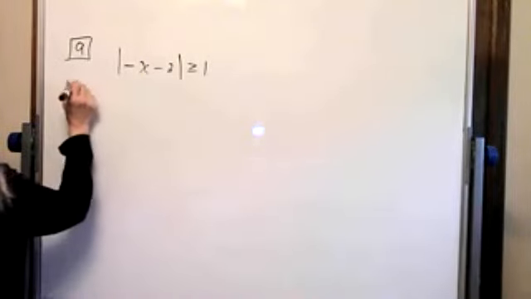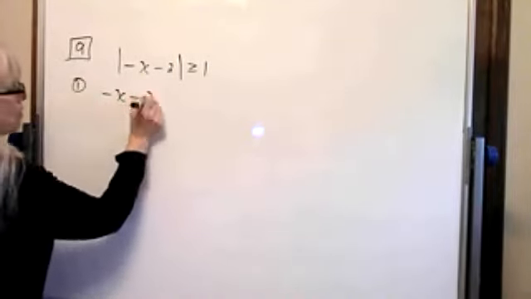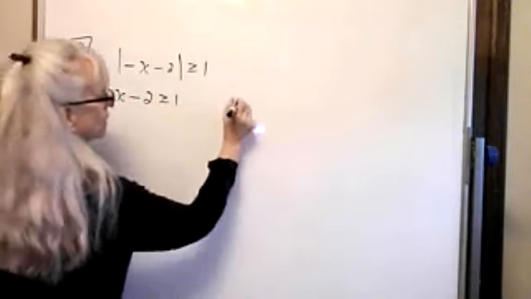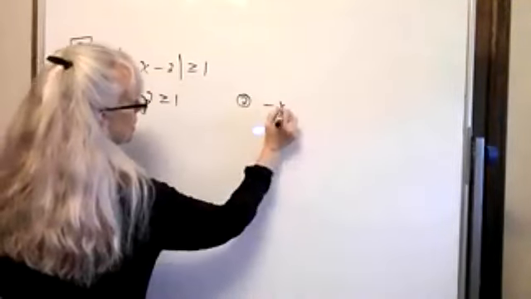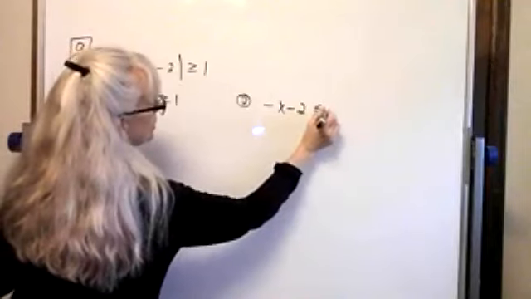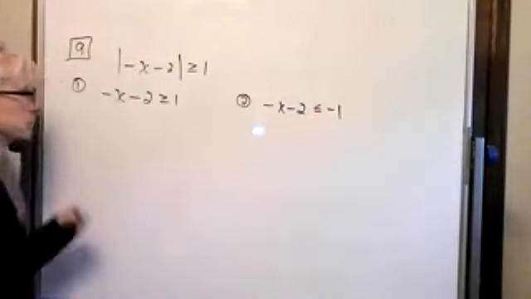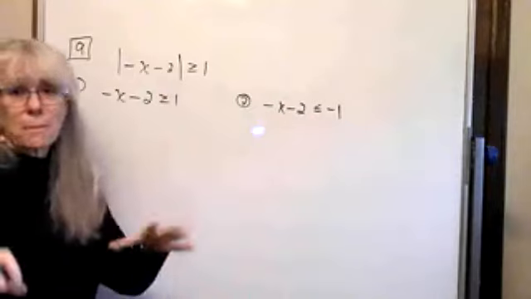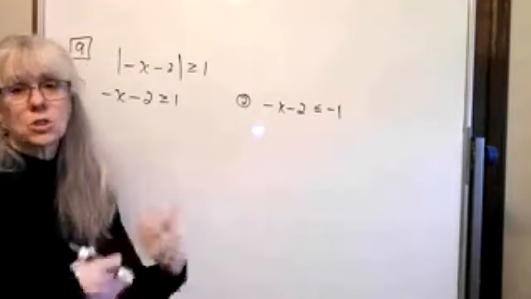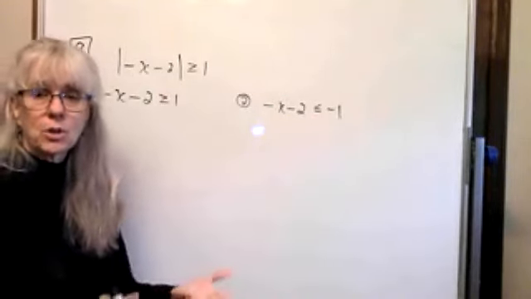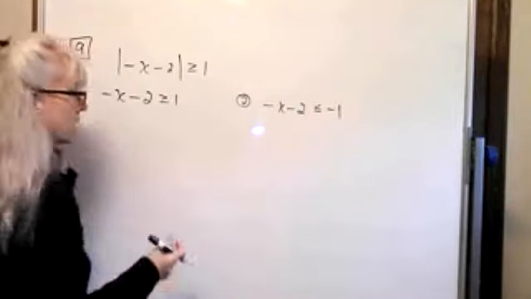So our first statement is negative x minus 2 greater than or equal to 1. Our second statement is negative x minus 2 less than or equal to a negative 1. Again, what I hope you're doing is stopping, solving it on your own, and then starting the video back up so you can check and make sure that you did it correctly without me.